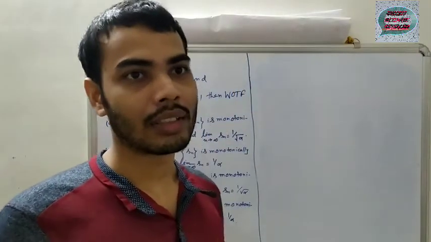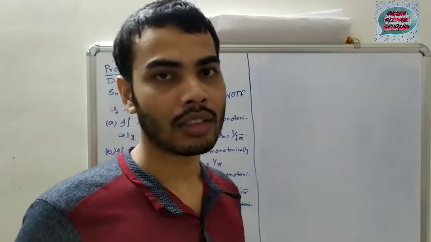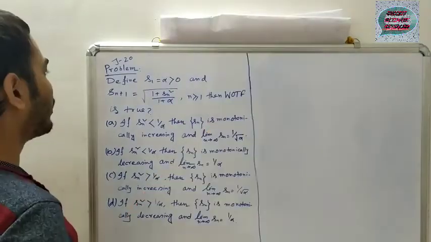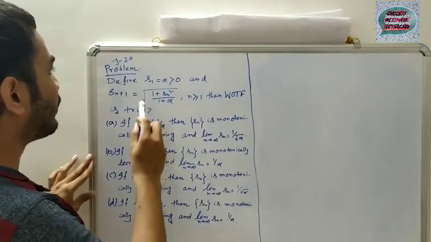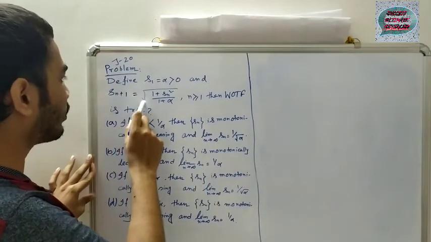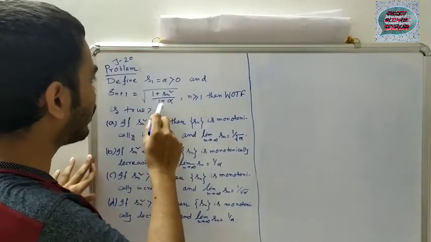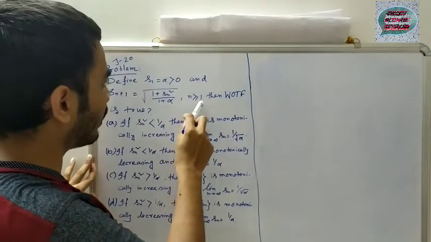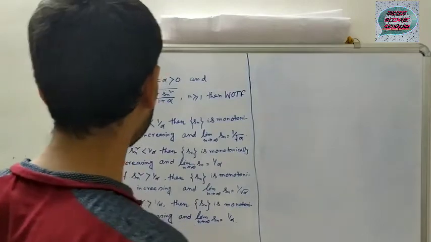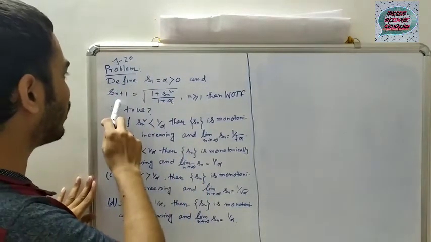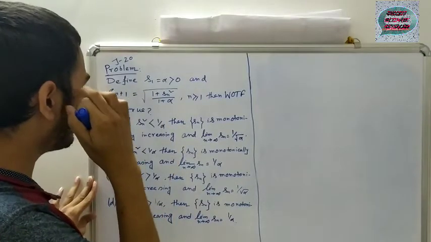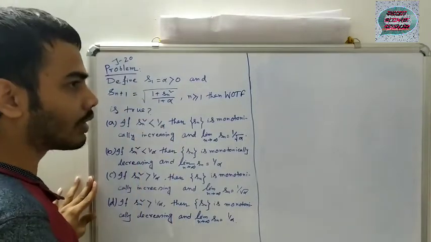Today I am going to discuss a problem on real analysis which was asked in JAM 2020. The given problem is: define S1 equal to alpha greater than 0 and Sn+1 equal to root of (1 + Sn²)/(1 + alpha) for n greater than or equal to 1. Which of the following is true? Here S1 equals alpha, so all terms of Sn are always positive, that is, Sn is a positive sequence of real numbers.